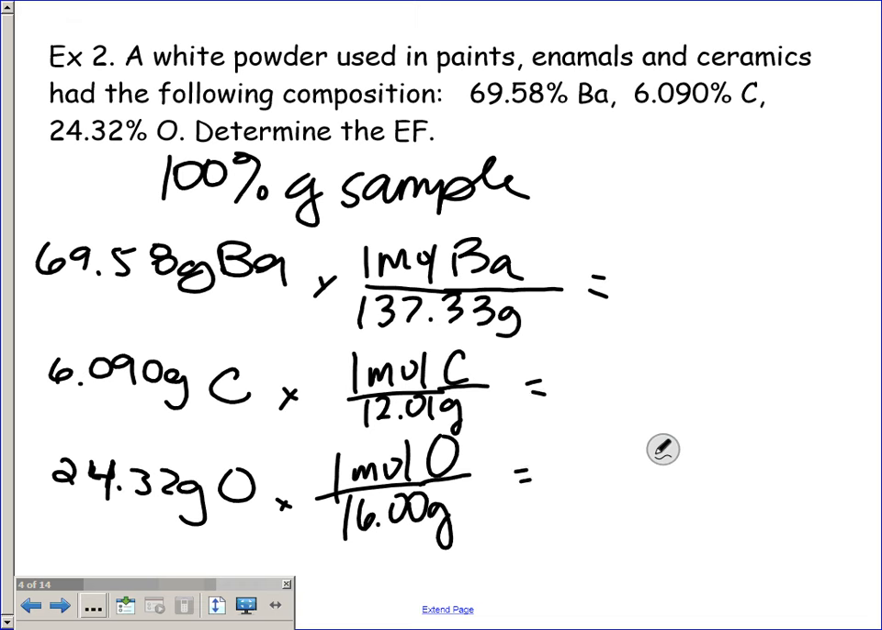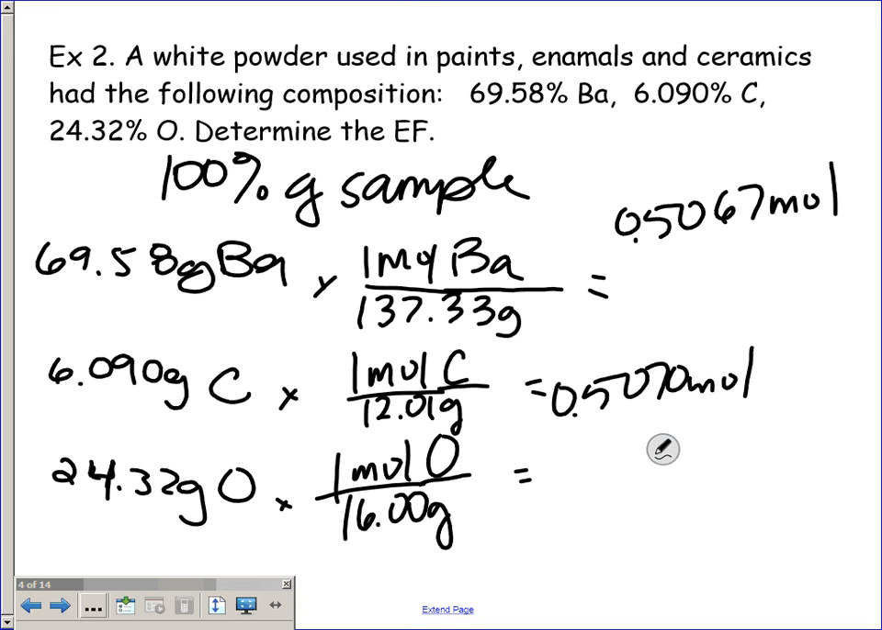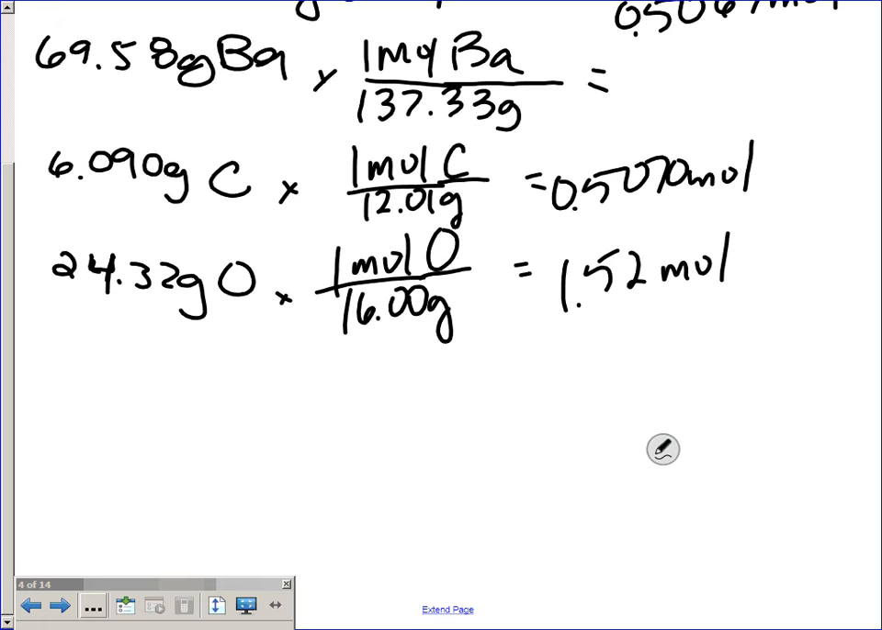And upon calculation, you get barium to be 0.5067 moles. You get carbon to be 0.5070 moles, and oxygen to be 1.52 moles. So this one happens to be one where you do need to, again, divide by the lowest number. And which one are we dividing by? The top.